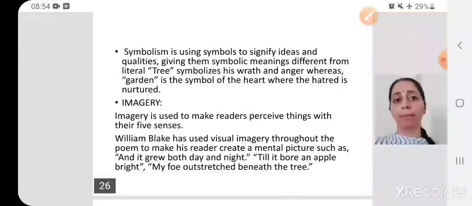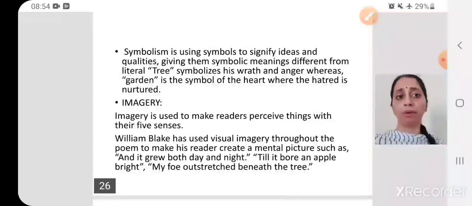"Till it bore an apple bright." When I said this, you could imagine a tree where you can see an apple. "My foe outstretched beneath the tree." So you can imagine a person lying down under a tree. So when you create images in your mind, such figures of speech are called imagery. Clear? So that's it for the literary devices.